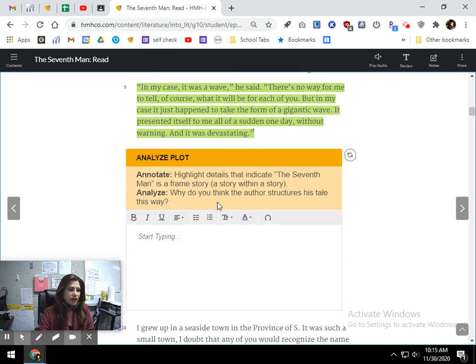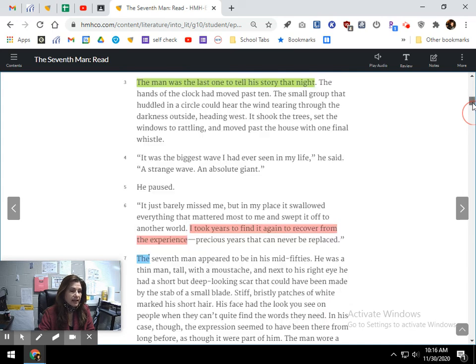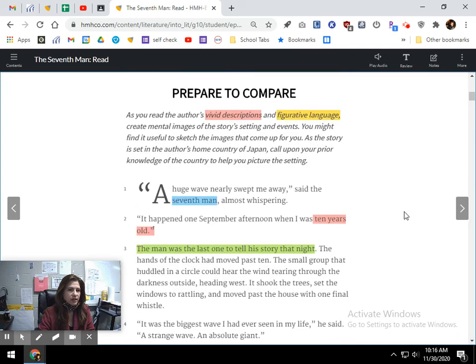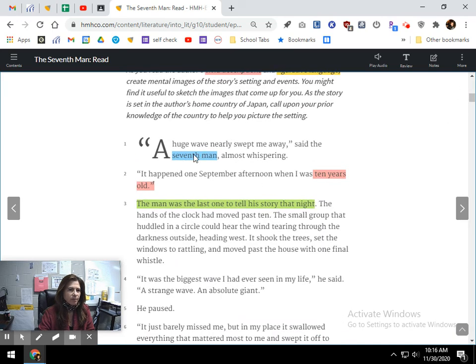But now what the question asks us to annotate, because remember in our questions, there's always an annotate and then a question to answer. Highlight details that indicate the seventh man is a frame story. We learned about that on the Get Ready page. A frame story is a story within a story. So what details let us know that this is a story within a story? So this is why I highlighted, not the seventh man. I just was wondering, I didn't make a note on there, but it's the seventh man who's talking. But here's what tells me that it's a frame story.